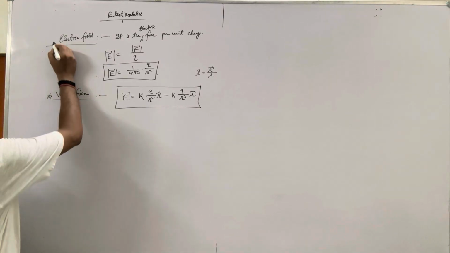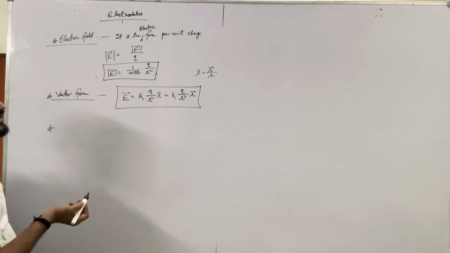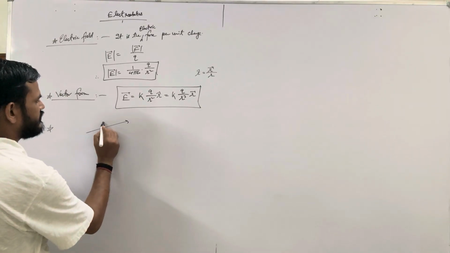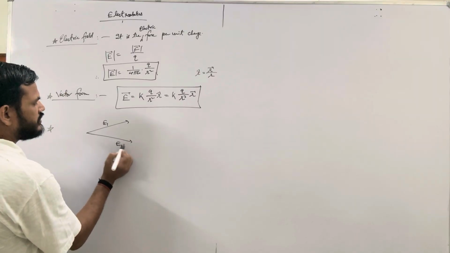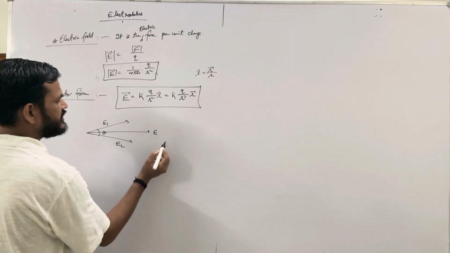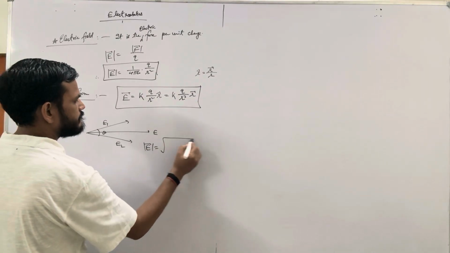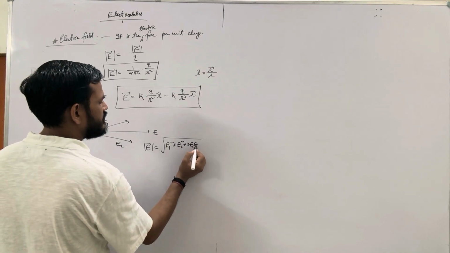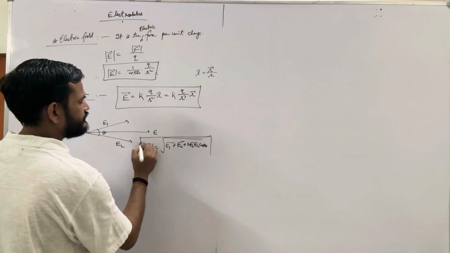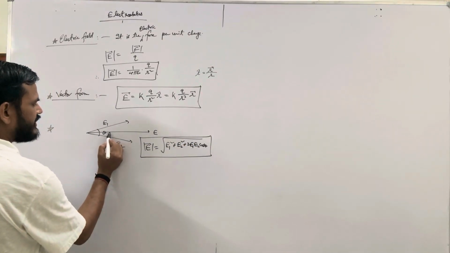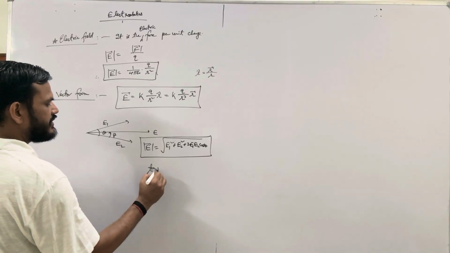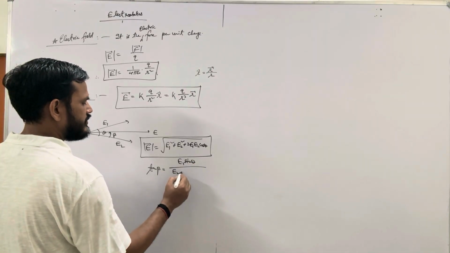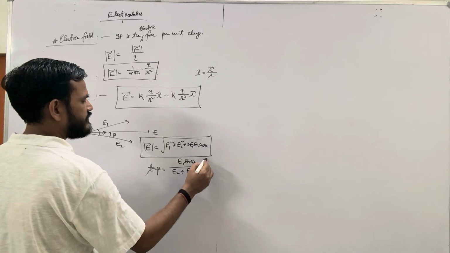Now, just like electric force, the resultant of the electric field can also be written like this. Suppose you have E1, E2 separated by angle theta, the resultant E will be square root of E1 square plus E2 square plus 2 E1 E2 cos theta. And this angle beta can similarly be calculated as E1 sin theta divided by E2 plus E1 cos theta.